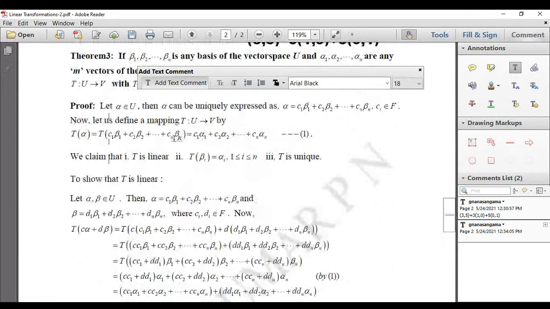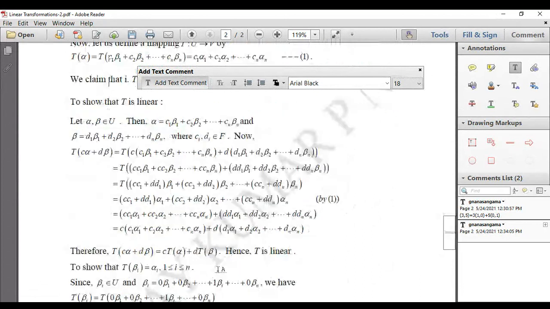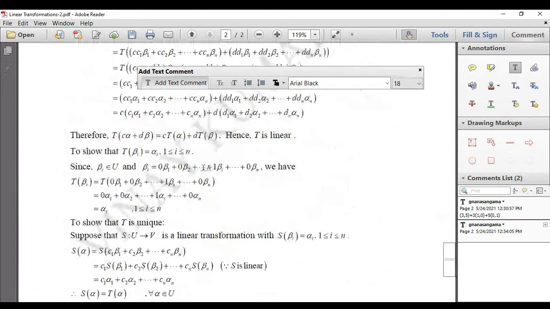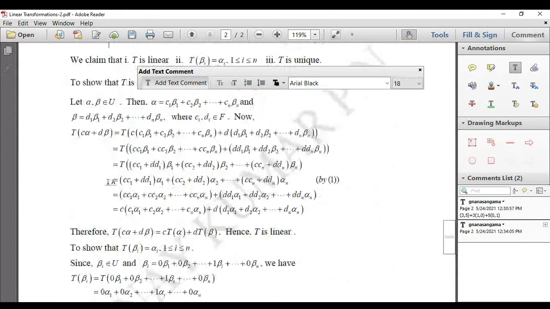And they are coming from field F. You can give any value for these scalars. So I had given C1 as 0, C2 as 0, Ci as 1, etc., up to Cn as 0. So it is of that form. Therefore, what is the image of beta I? That is T of 0 into beta 1 plus 0 into beta 2, etc., up to 1 into beta I, etc., up to 0.